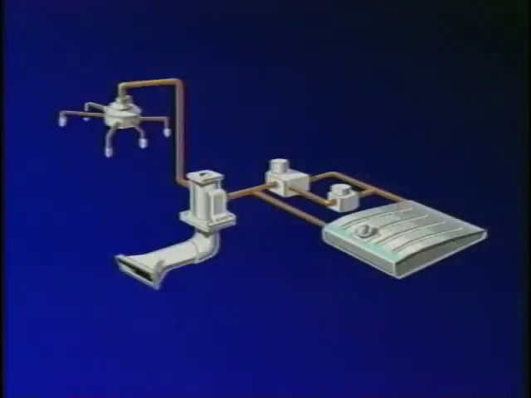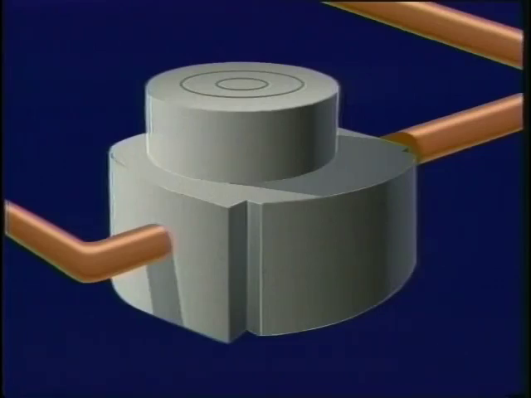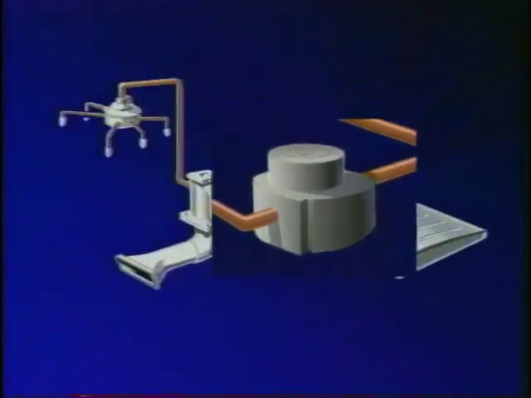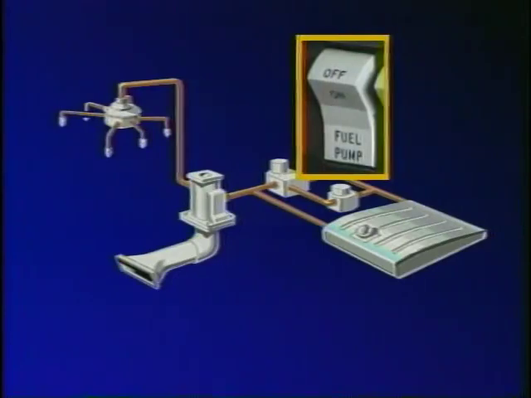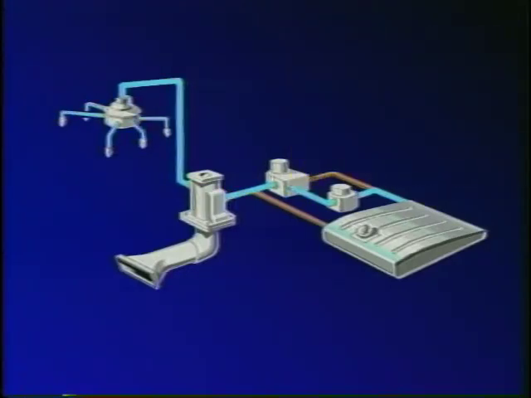Let's quickly look at the components of a typical fuel injection system. The first component that we'll look at is the auxiliary or boost pump, which is usually an electric pump and serves several purposes. Its primary function is to pressurize the injection system prior to engine start. This forces fuel through the lines. The auxiliary pump also maintains fuel pressure in the event the engine-driven pump fails.